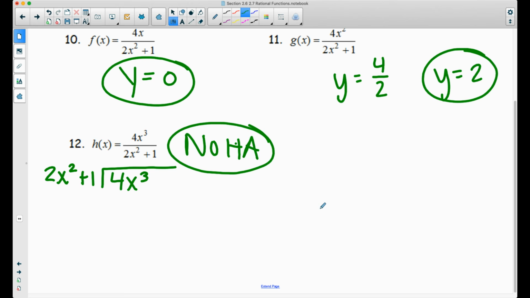You can only have an oblique asymptote if you have no horizontal asymptote. Would we ever be able to do synthetic division? No, well, I won't say never. If it was x squared and x, you could.